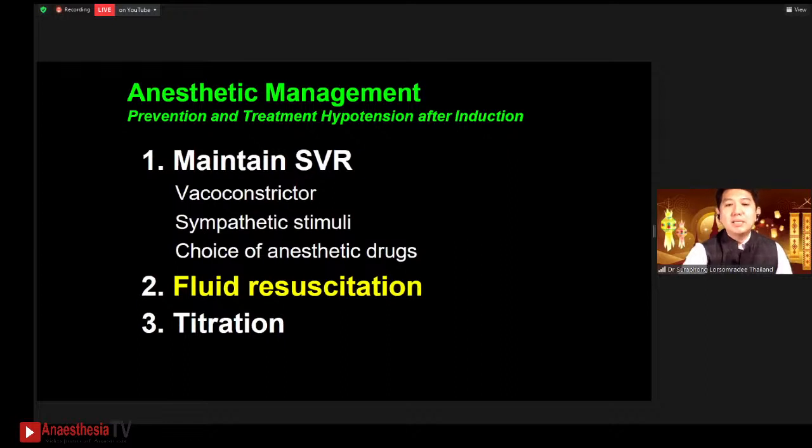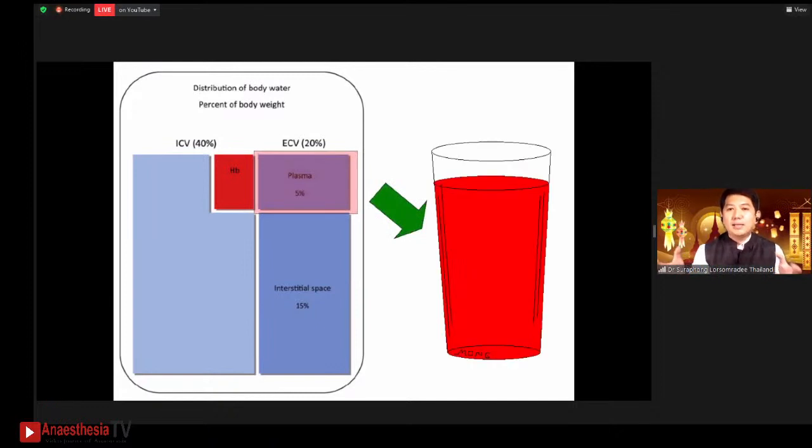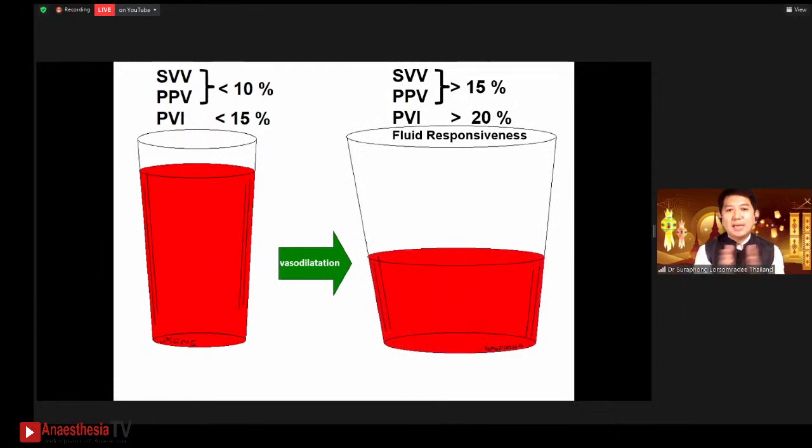But if we decide to use fluid resuscitation, we have to think that our fluid resuscitation is going to the plasma state, like a glass of blood. When the glass of blood has vasodilatation, the blood volume is the same, but the glass is bigger. When it's bigger, the SVV moves from fluid non-responsiveness to fluid responsiveness, because the volume is the same, but the glass is bigger.